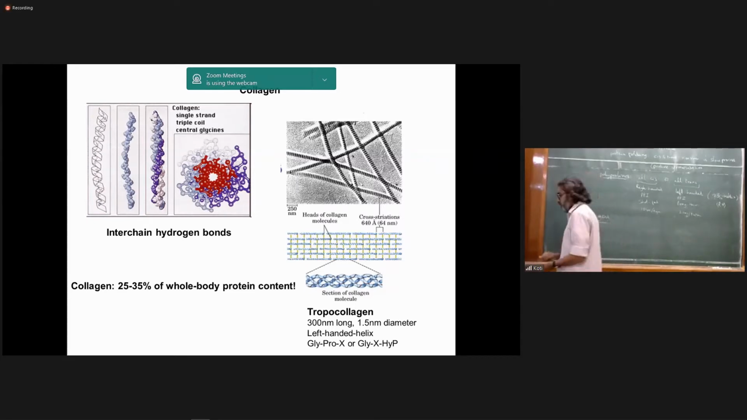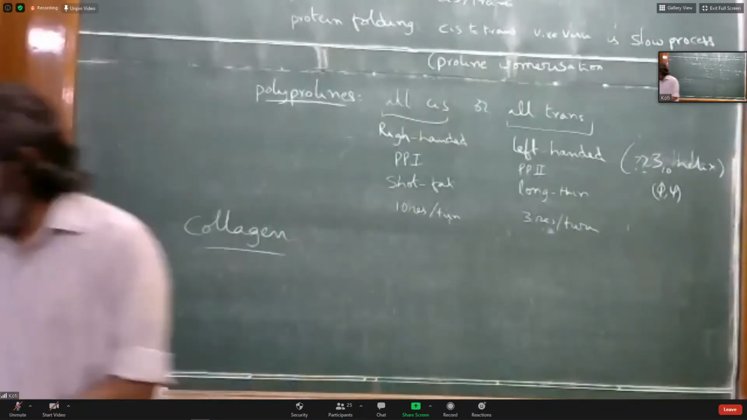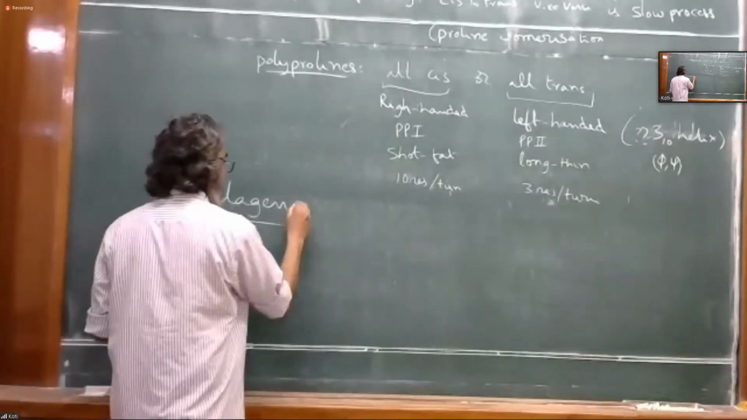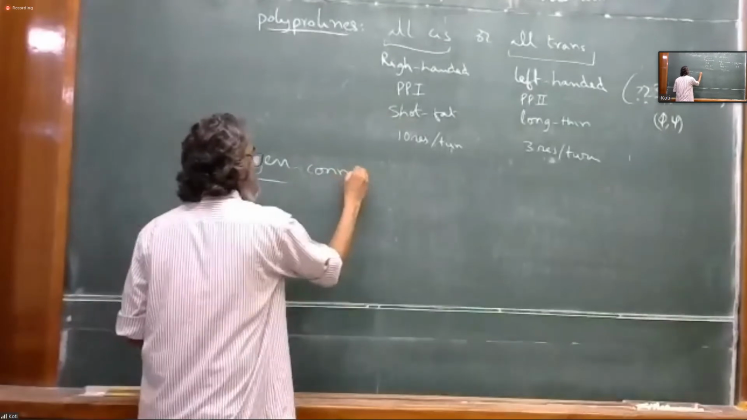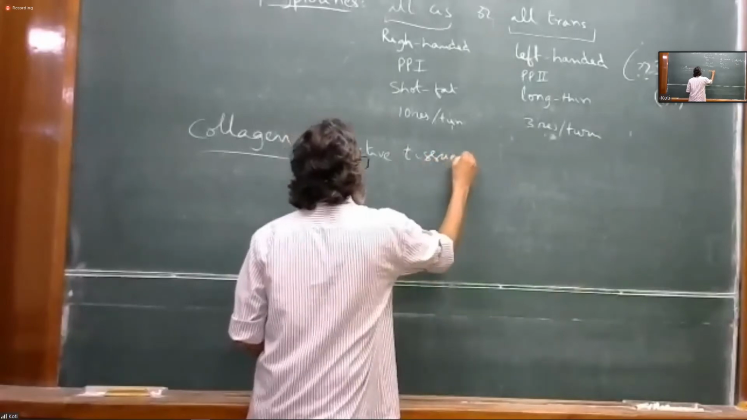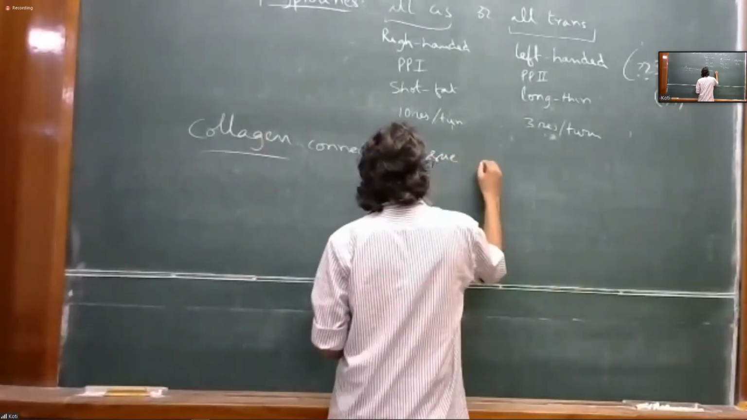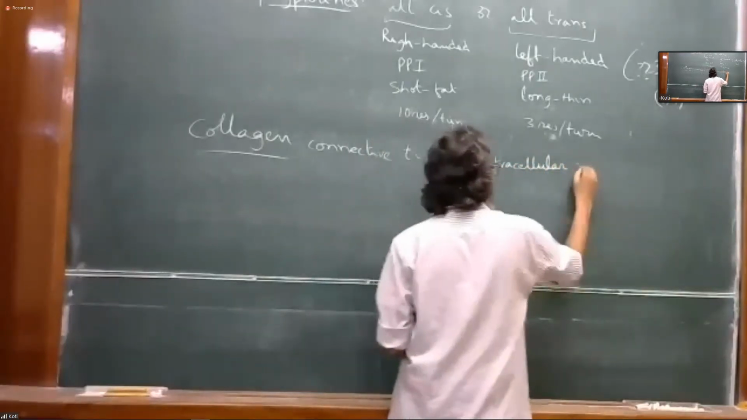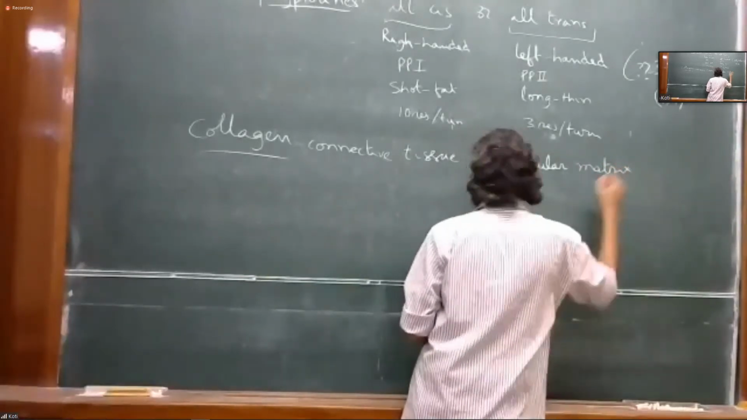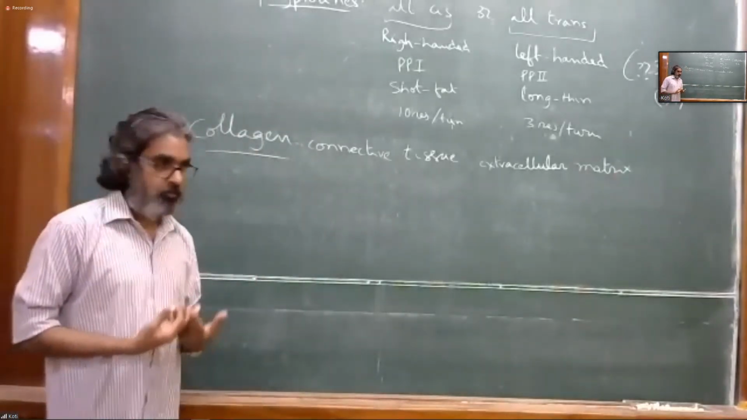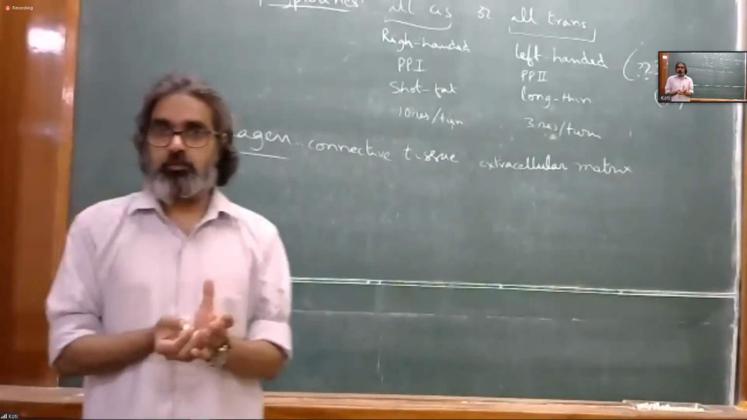Okay, so collagen. Let's come back to collagen. Collagen is an important protein, which is present in your connective tissue, extracellular matrix. So in the initial classes, we talked about everything inside the cell: nucleus, other organelles, mitochondria, anything which is bounded by the cytoplasmic membrane.